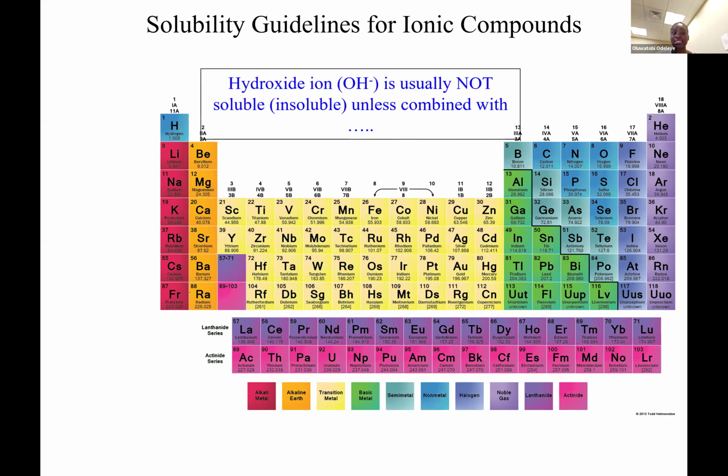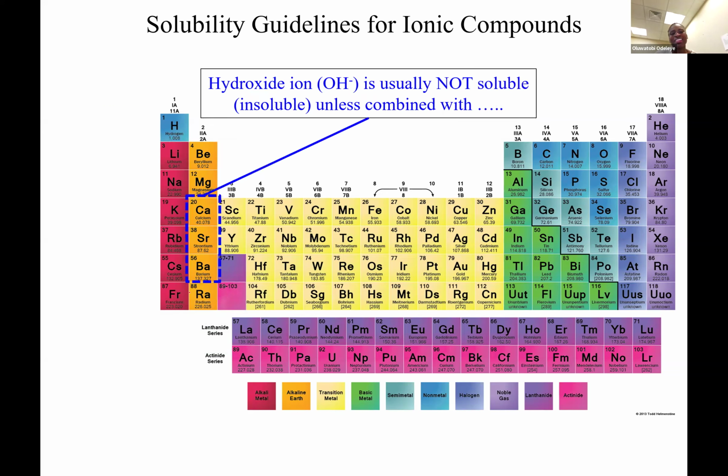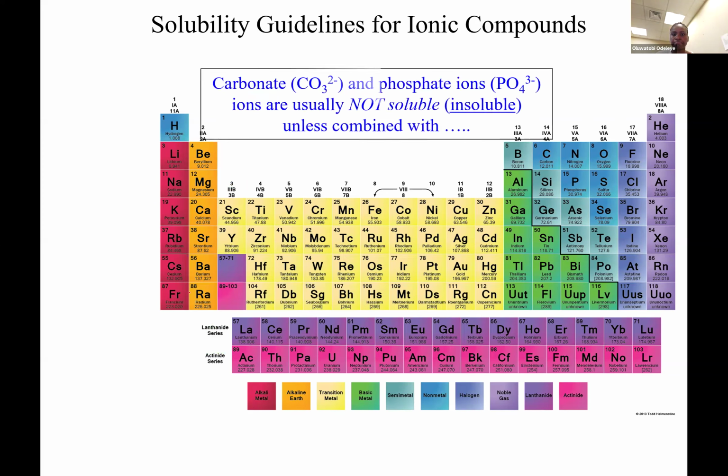And then hydroxide, typically insoluble, except, and you should be able to tell me this now, when is hydroxide going to be soluble? Group 1 and ammonia. Then it becomes soluble. It's partially soluble with calcium, strontium, and barium, but like I said, I'm not going to test you on that kind of partial stuff.